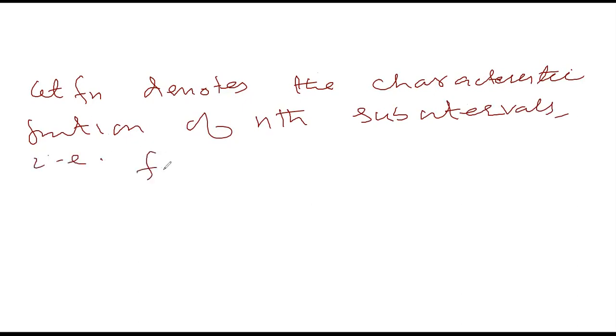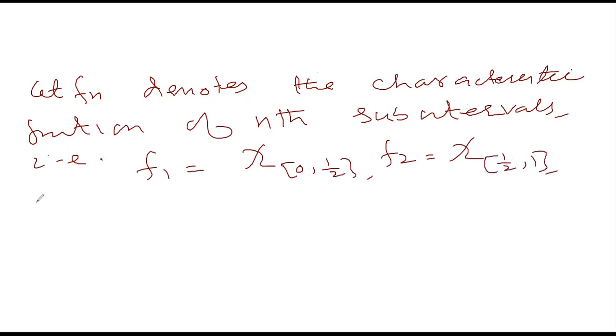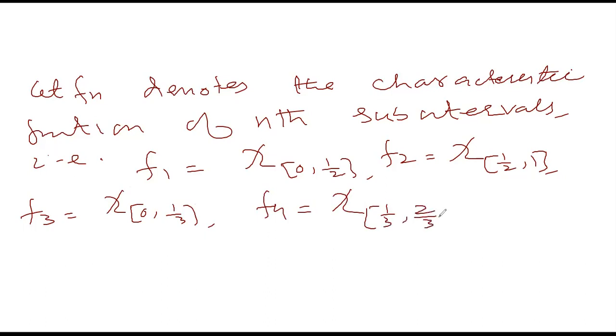F1 is the characteristic function of 0 to 1. F2 is the characteristic function of 1/2 to 1. And now F3, it's the characteristic function of 0 to 1/3. F4, it's the characteristic function of 1/3 to 2/3. And F5, it's the characteristic function of 2/3 to 1, and so on and so forth. Okay, it's like this.